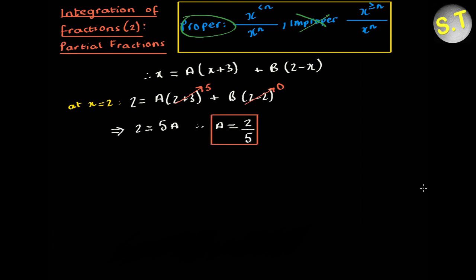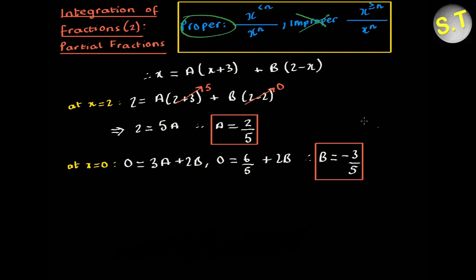And now that we only have one unknown coefficient, we can choose any other value in order to give us our b. So if we choose x equals 0 for convenience, this gives us 0 equals 3a plus 2b, and we know already that our a is equal to 2/5, so that gives us 0 is equal to 6/5 plus 2b. Therefore, our b value must be equal to minus 3/5.